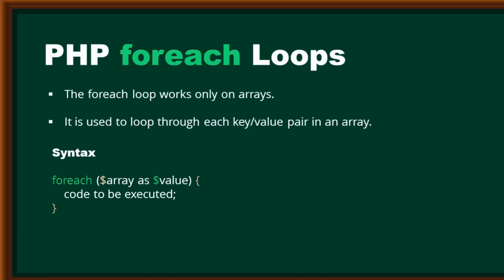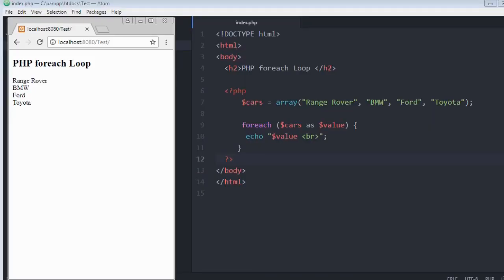It's always best to illustrate with an example. It makes more sense that way. So let me do that. So in my example, I have got a variable called cars, and I've set that variable equal to an array. So the variable is an array, and these are the elements in the array. These are all the cars. So we've got Range Rover, BMW, Ford, and so on.